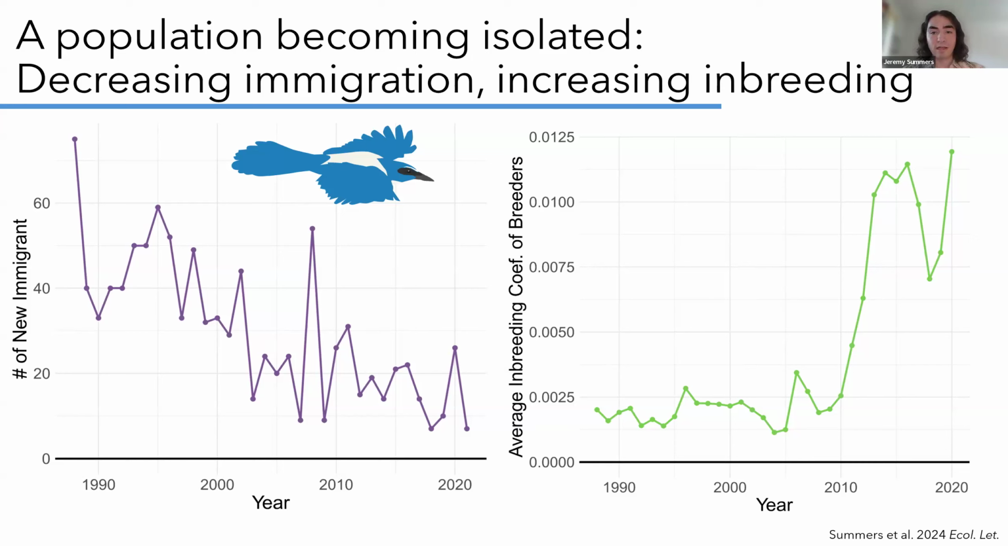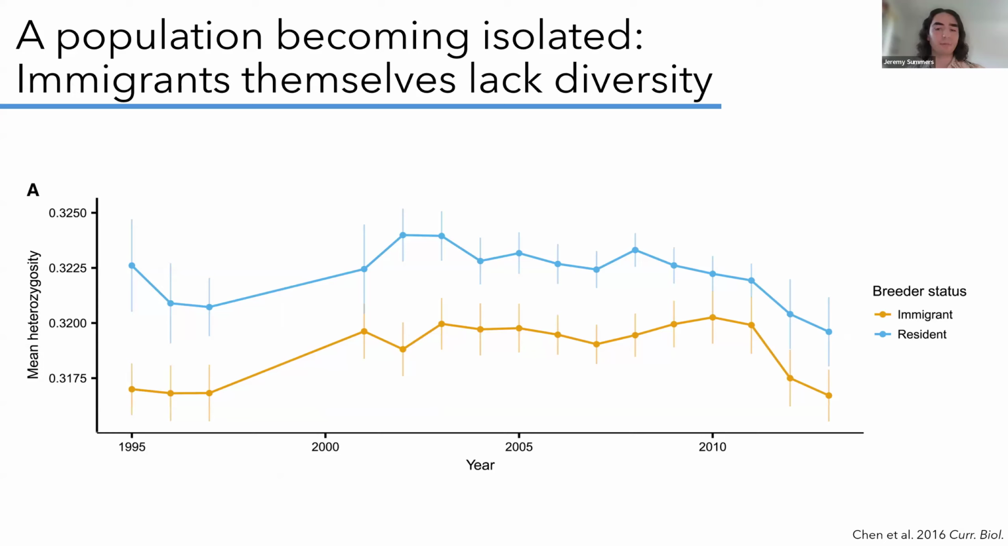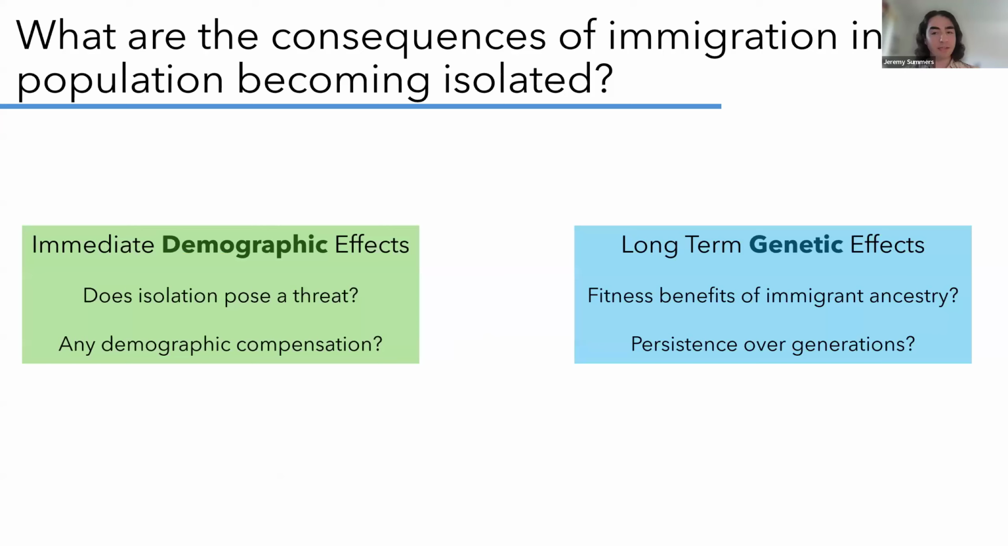What makes this picture more complex is that the immigrants that enter Archibald are themselves less heterozygous than residents, and thus likely more inbred. While immigrants may help with outbreeding, they may also harbor novel deleterious genetic variation that is maintained in their source populations due to genetic drift. Given this population on well-maintained habitat facing isolation, I wanted to investigate the demographic and genetic consequences of immigration. I wanted to know whether isolation itself poses a threat to this population, and if there is any demographic compensation that's occurring. I also wanted to see if gene flow had any long-term effects by investigating the fitness effects of immigrant ancestry, and if these benefits persist beyond the first generation of outbreeding.